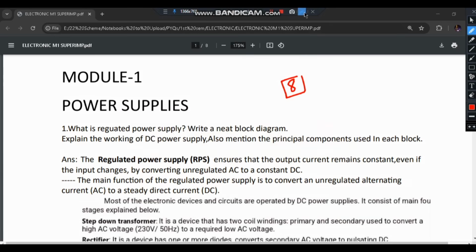Don't miss any of these questions, these are the most important ones. So without wasting more time, let's get started.